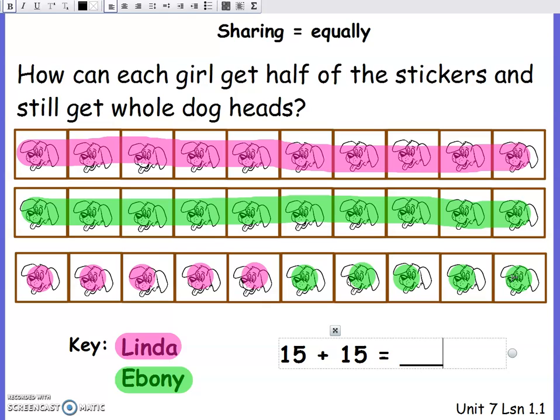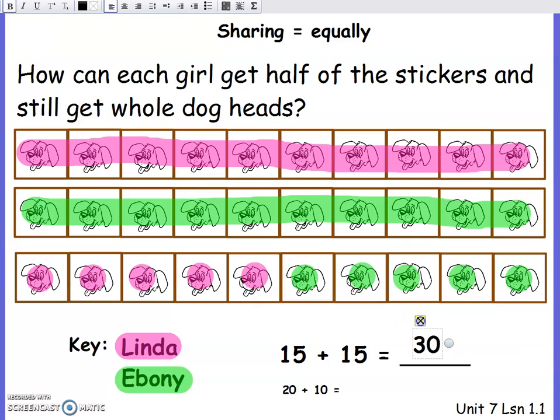What's that total? The total number of stickers that they split. What was the total number of stickers that they had? 10 plus 10 is 20, right? Break this down a little bit. 10 plus 10 is 20. And then my 5 plus 5 is 10. So 20 plus 10 is 30. So there are 30 stickers.